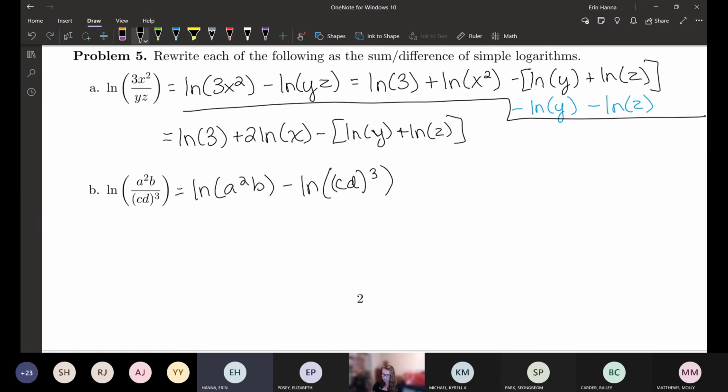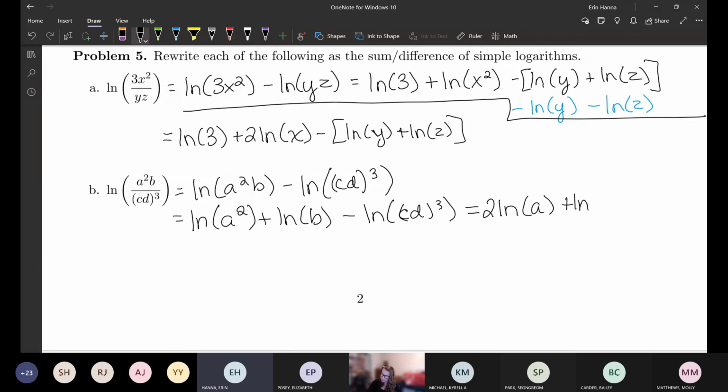Now I'm going to focus on one part at a time. So let me focus on that natural log a squared b first. The first thing we would need to do here is to break up that multiplication into natural log of a squared plus natural log of b. And we're going to leave the back for now. We'll deal with that in a second. And then the last thing I can do on those front two is the natural log of b is just going to stay, but I can bring that 2 on that natural log of a squared out front.